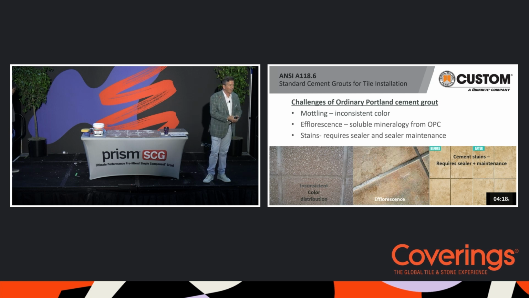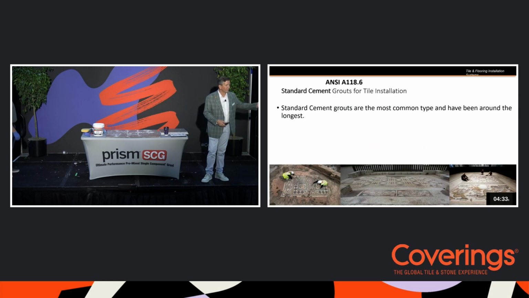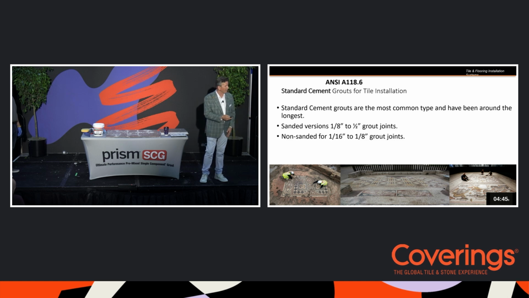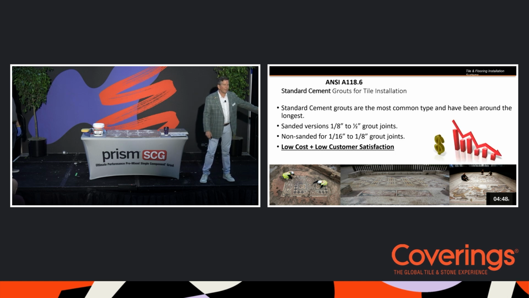Based on the chemistry of that sealer and based on how much traffic and the elements of exposure within that assembly, right? So now we know we're going to have to seal it and then maintain that sealer throughout its life cycle. So some of the standard cement grouts have been around since the beginning. You know, since the mosaics began in the Roman era, the binder was Portland cement and the grout was Portland cement. So we know we have two different versions.